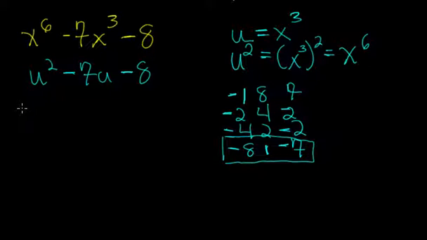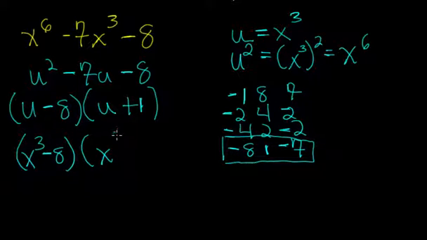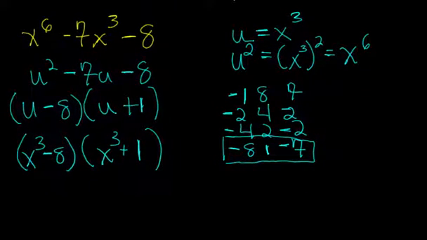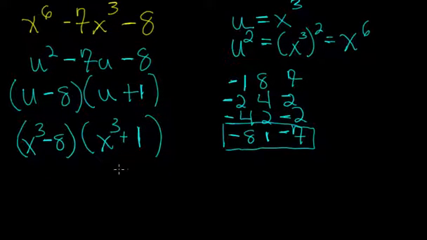So I'll rewrite my factors as U minus 8 and U plus 1. But U was x cubed. So I get x cubed minus 8 and x cubed plus 1. I have cubes. So the first thing I'm going to do is check to see if these are in my cubes. And I do. 8 is a cube and 1 is a cube. So I have a difference of cubes and a sum of cubes in this one.